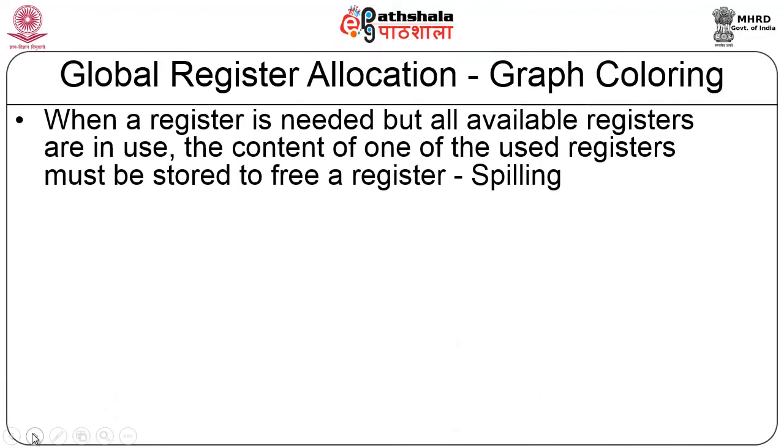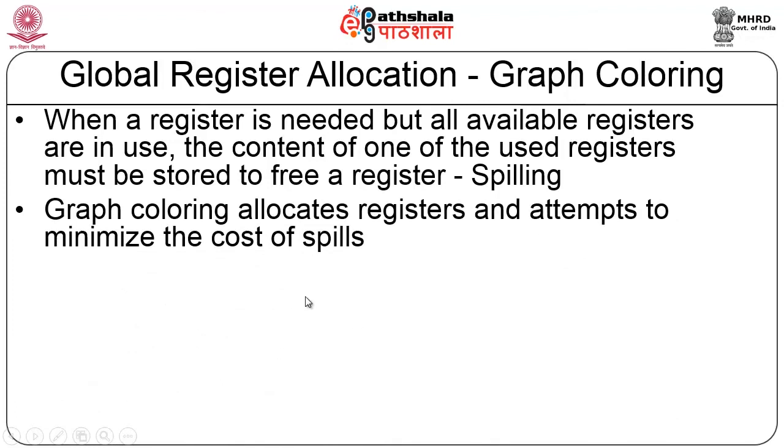Now, after that there is one more algorithm which is called the graph coloring algorithm. When a register is required but all the registers are in use, the content of one of the used registers must be stored to free a register. This is called spilling, that is temporarily transferring the content of a register back to the memory and then giving the register for use. So, you have to minimize spilling as much as possible, that is going to be our intention.